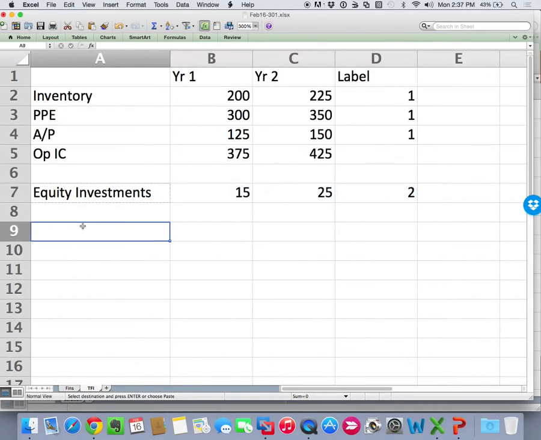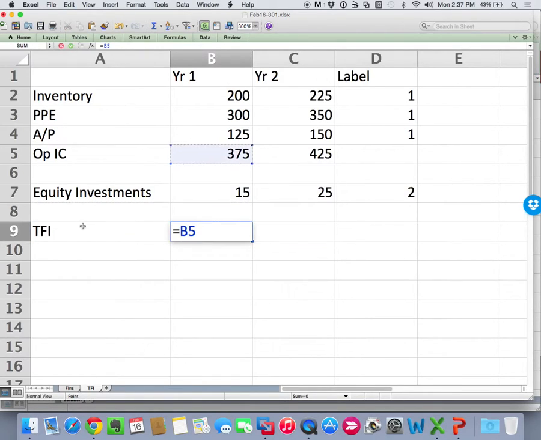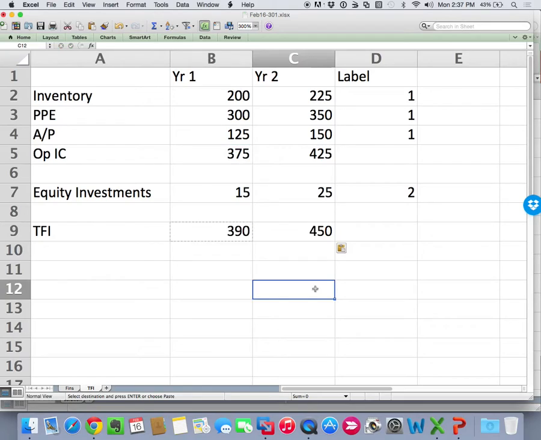What is total funds available to investors? It's the 1 plus the 2s. It's the invested capital plus the equity investments. 390, 450. Okay? But this is what I mean by balancing out the statements. This is what I've put to work in the business. This is what I've invested.